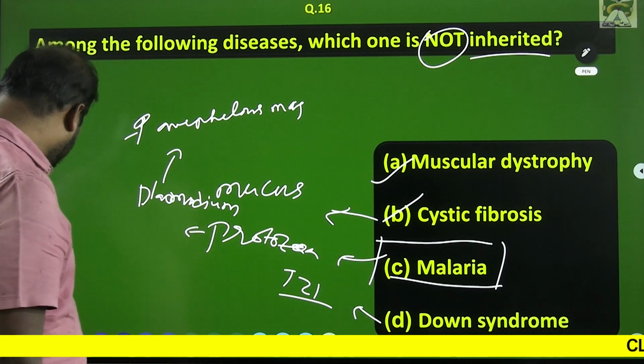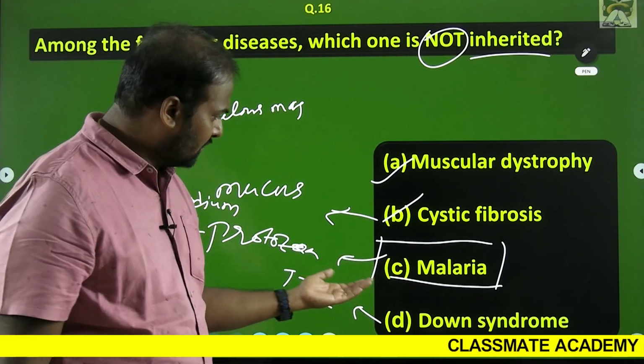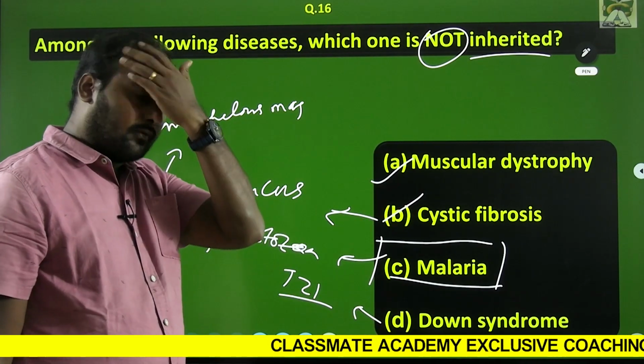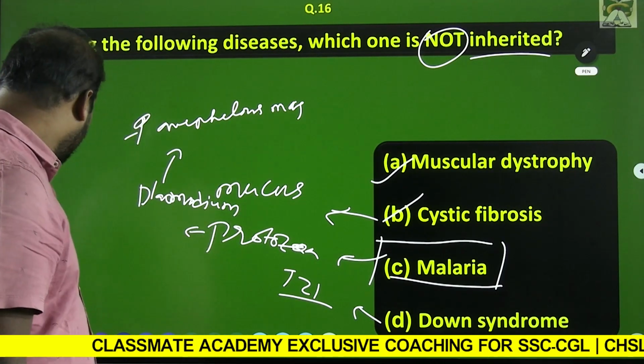Okay, very, very important. Again, this is also a previous question. For example, malaria was asked many times in SSC. Down syndrome was asked many times in SSC. There is even a question on cystic fibrosis. If you all rewind and go through these previous questions, you can attempt this question.